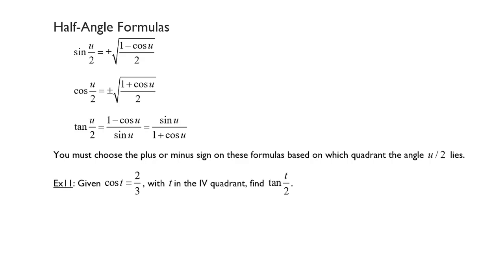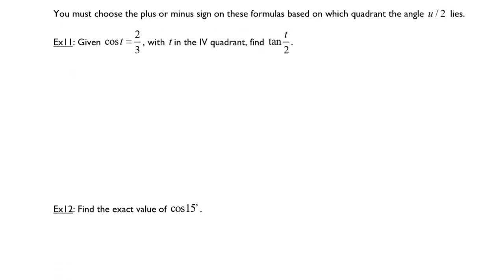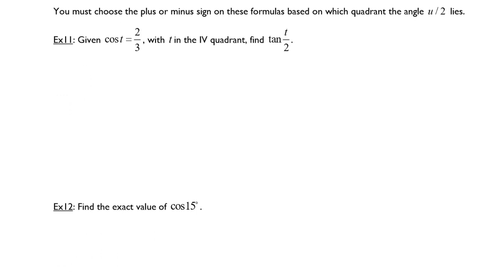You must choose the plus or minus sign on these formulas based on which quadrant the angle u over 2 lies. Let's give an example of what this might look like. Given that cosine of t is equal to 2/3, with t in the fourth quadrant, find tangent of t over 2.